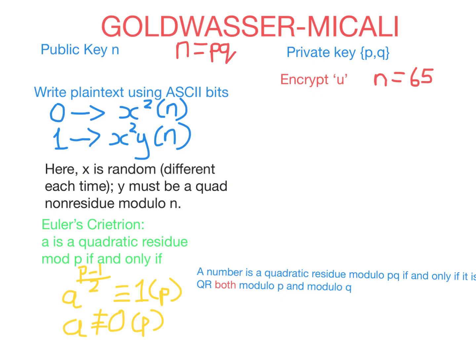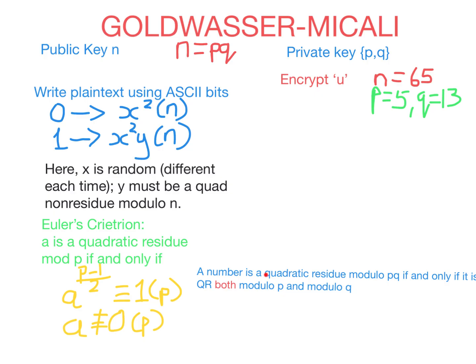So let's get started. So n equals 65. That means in this case, the private key would be 5 and 13. It doesn't matter which is p and which is q, but these are the two prime numbers that multiply to 65. So the choice of x doesn't really matter. As I said, we can choose it randomly, but we now need to choose a y that is not a quadratic residue. So how can we know that a number's not a quadratic residue?